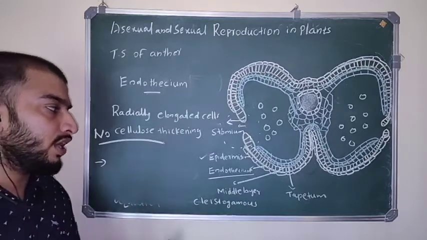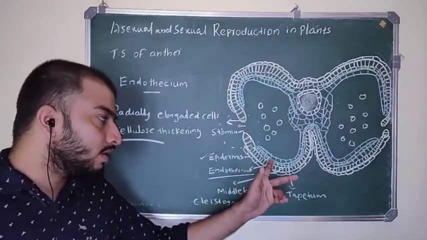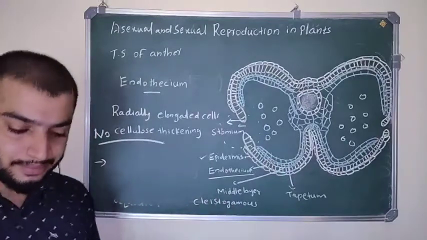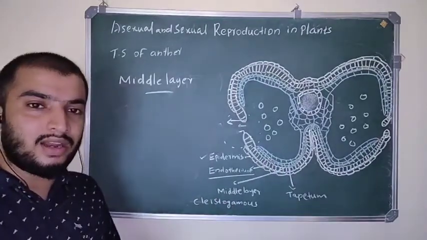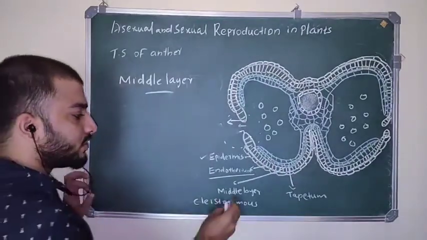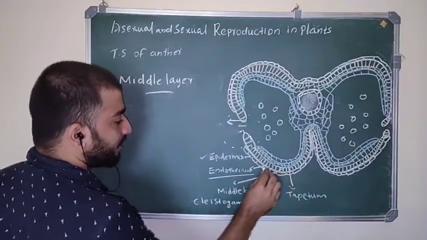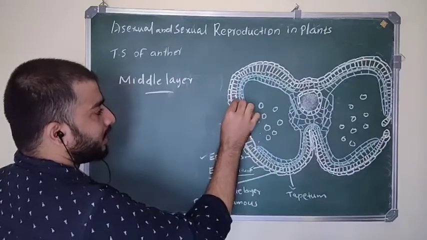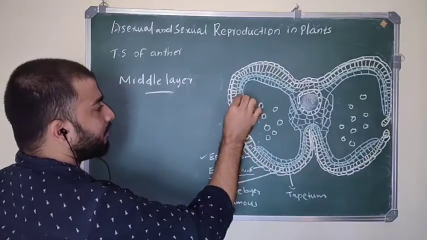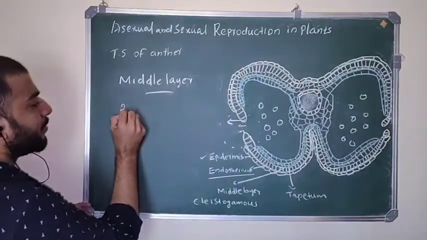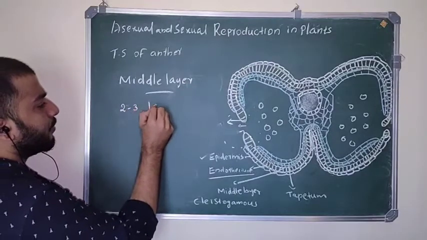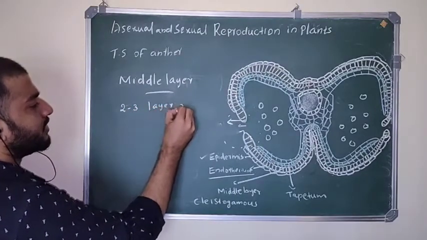Next we are going to study another layer. What is that? The middle layer. Okay, the next layer after the endothecium is called the middle layer. So this is the epidermis, endothecium, then the middle layer. The middle layer is made up of two to three layers of cells.